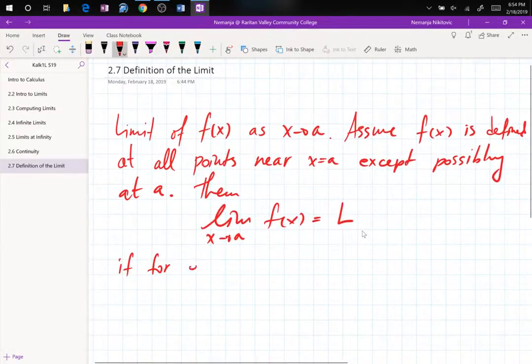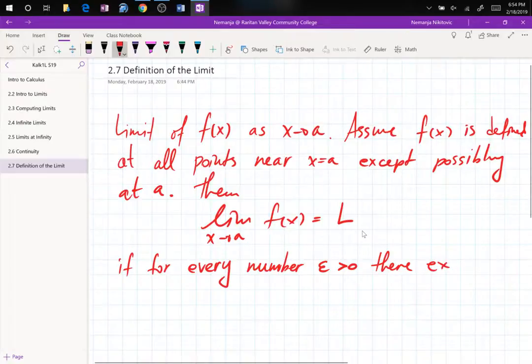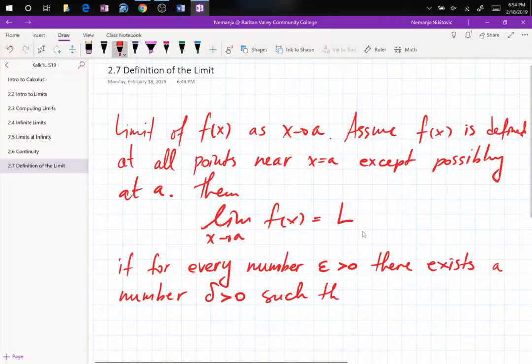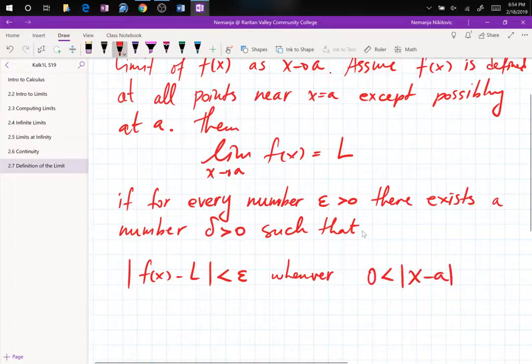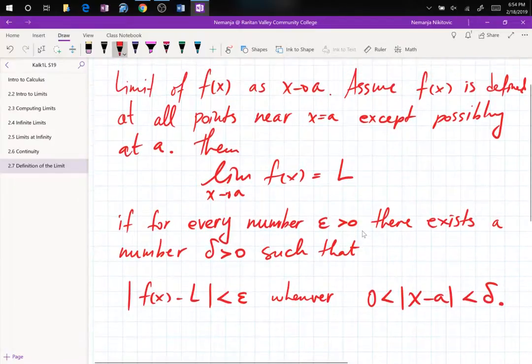if for every number epsilon larger than 0 there exists a number delta larger than 0 such that the absolute value of f of x minus L is less than epsilon whenever 0 is less than the absolute value of x minus a, which is less than delta. That's it.